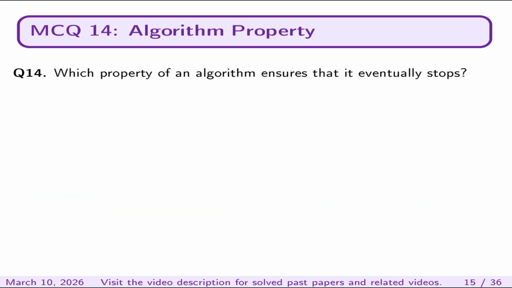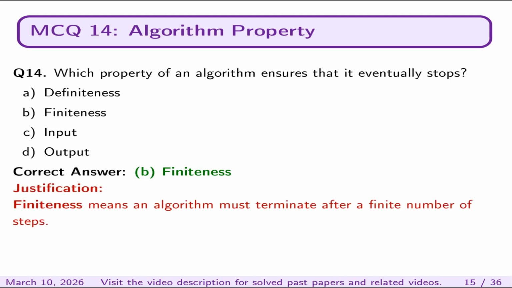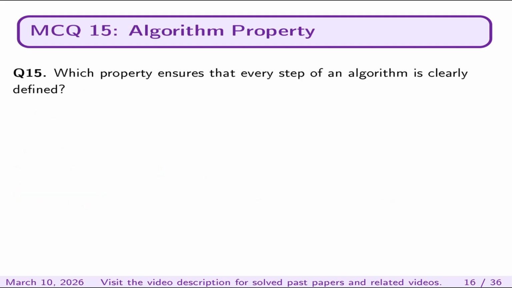Question number 14. Which property of an algorithm ensure that it eventually stops: definiteness, finiteness, input, output? The correct option is finiteness. Because finiteness means an algorithm must terminate after a finite number of steps. Which property ensure that every step of an algorithm is clearly defined?